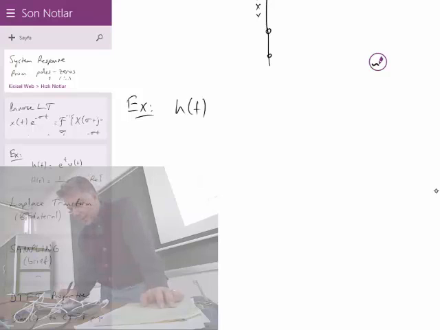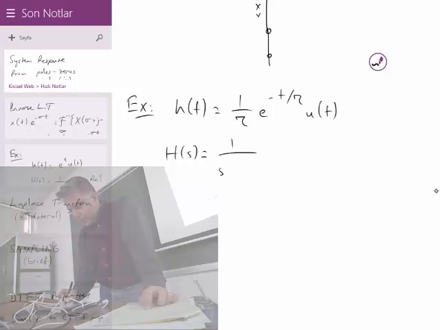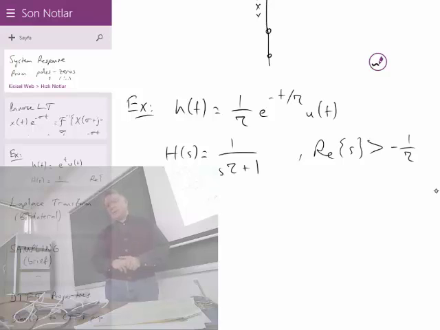We have two important examples actually. One of them is first order, the other one is second order. The first order system is like this. h of t is equal to 1 over tau e to the minus t over tau u of t. And you must notice that this system with this kind of an impulse response is a system with one capacitor and a resistor. It's a decaying exponential with a time constant. First let's find H of s. H of s is equal to 1 over s tau plus 1, where the real part of s is greater than the pole, which is at minus 1 over tau. So this is the Laplace transform.